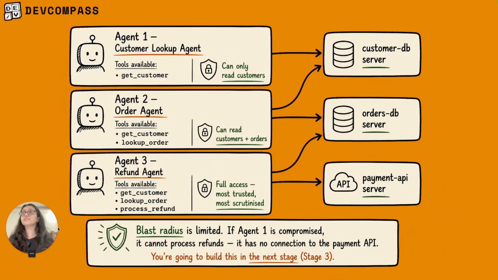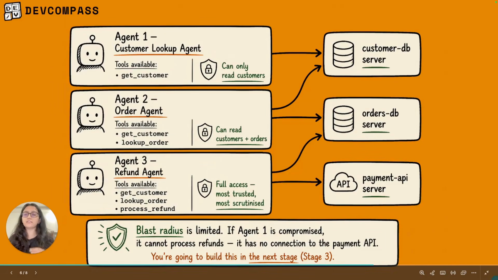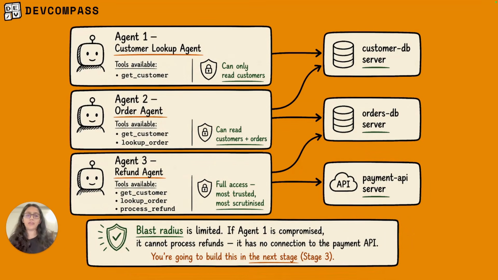Now, the last concept for this video is scoped access, and this one connects directly to stage 3. So pay attention because you're going to build this exact architecture in the next stage. Look at the 3 agent boxes on screen. 3 agents in the same system, each configured to connect to different MCP servers. First, the customer lookup agent. It connects only to the customer DB server. The only tool it has access to is get customer. It can read customer records. That's it. It cannot touch orders.